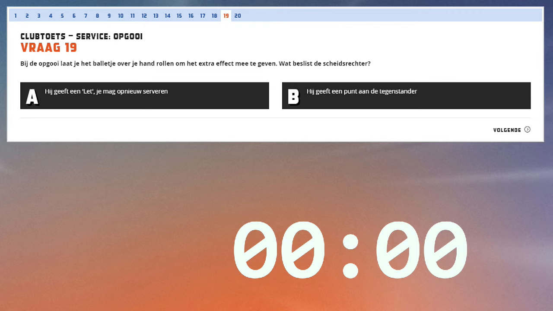Okay, question number 19. The surface toss. With tossing the ball up, you let the ball roll over your hand to give it an extra effect when you toss it up. So it's not lying still in the palm of your hand, but you're moving it and giving an extra effect when you toss it up.